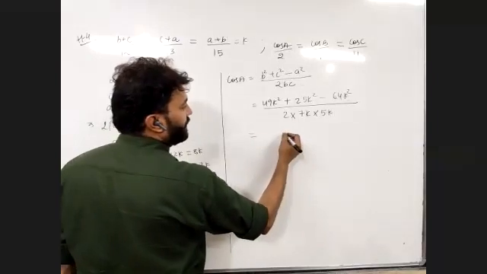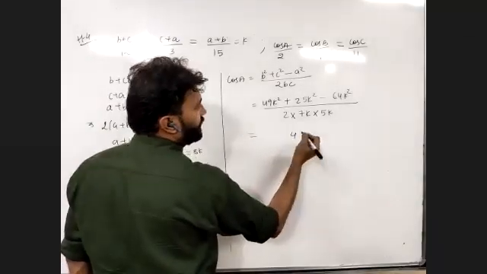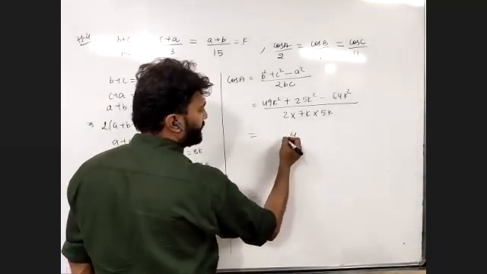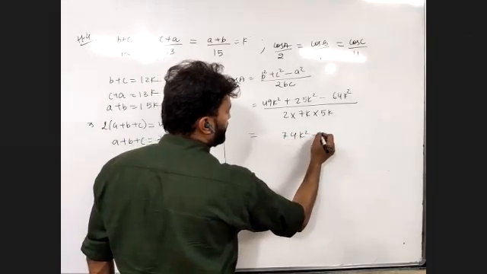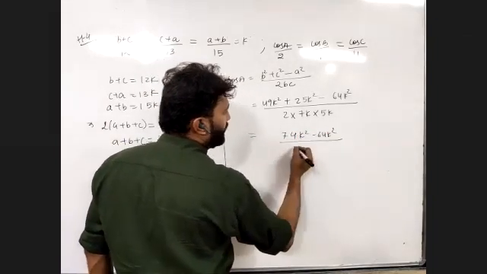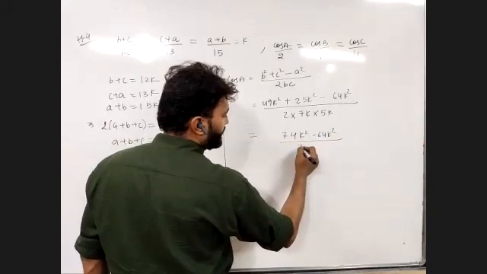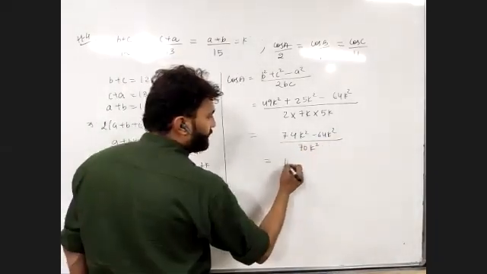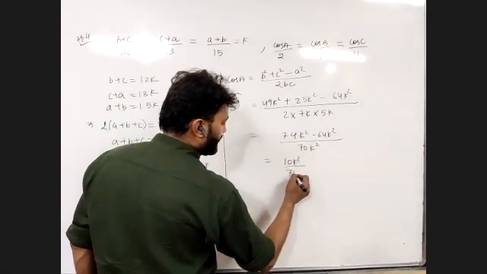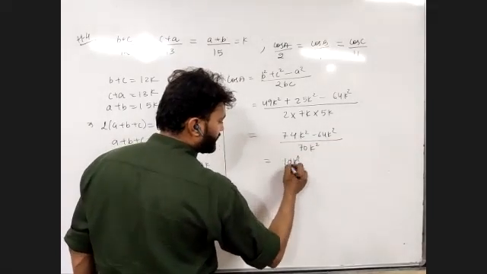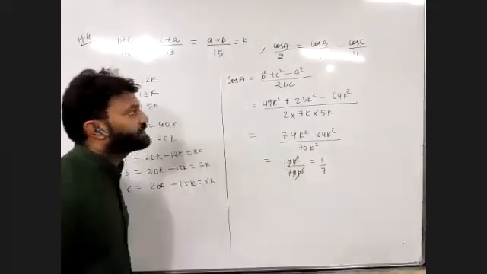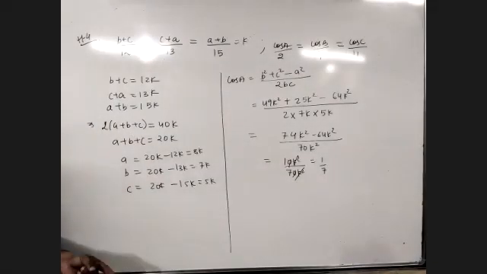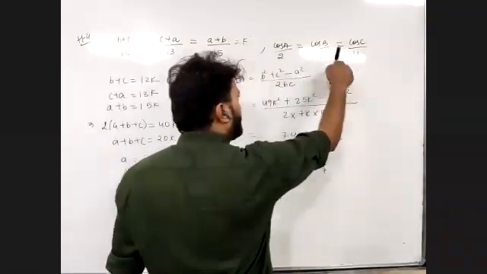So this will be 49 plus 25, 74k square, minus 64k square, whole upon 2, 7 are 14, 5 are 70k square. So this will be 10k square upon 70k square. K square cancelled, 0 and 0 cancelled, 1 upon 7. Same way find out the value of cos B, same way find out the value of cos C. We need to prove that they are equal.